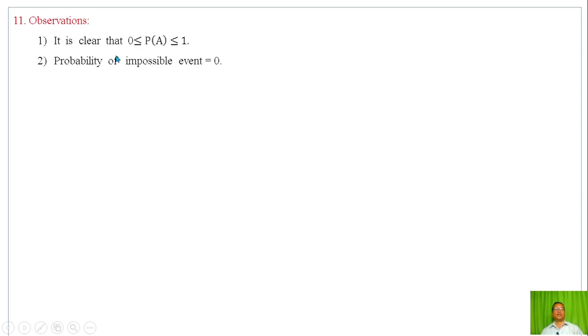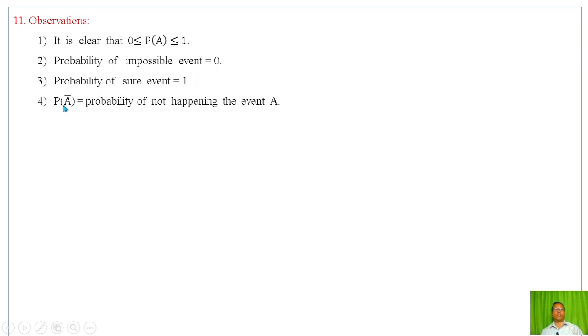Observations. It is clear that 0 ≤ P(A) ≤ 1. Any event's probability is 0 or 1 at the extremes. The probability of an impossible event is 0. The probability of a sure event, or success event, is 1.